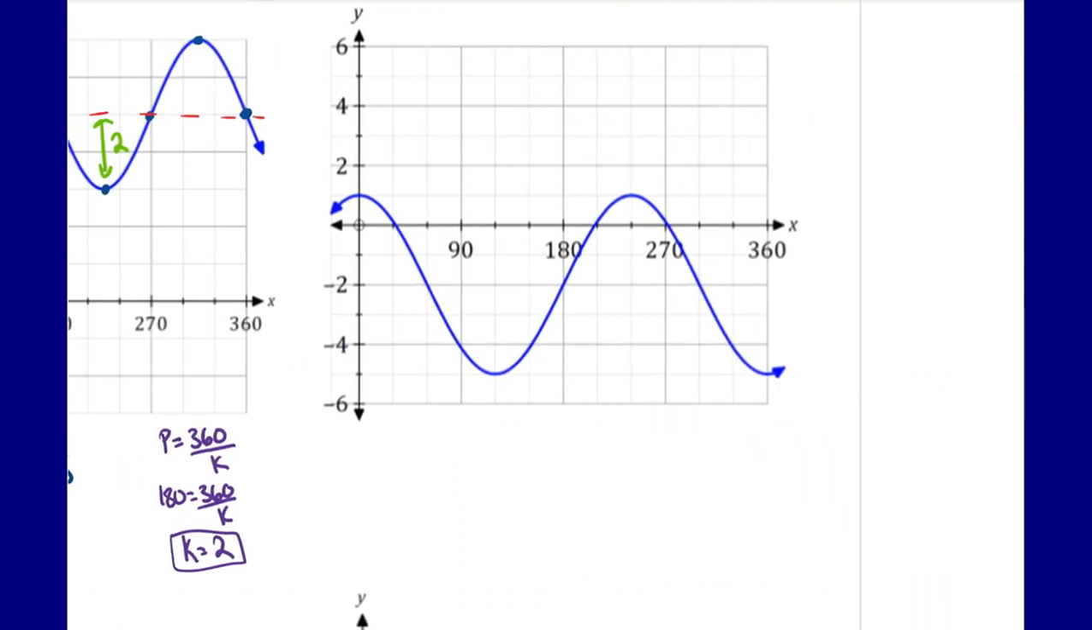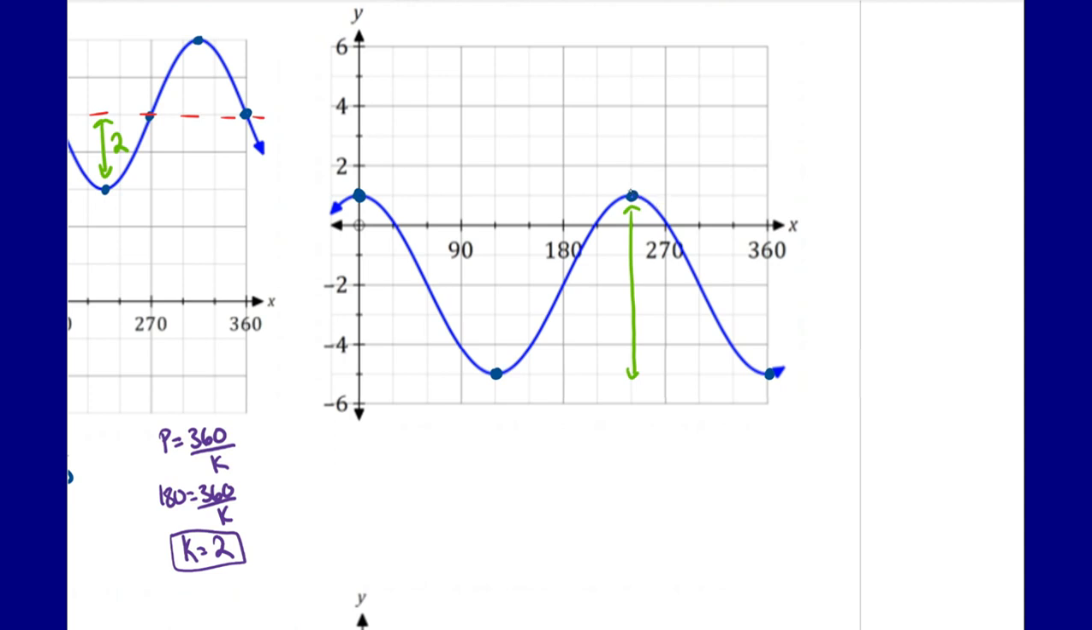If I look at the next one, again, I'm going to go through and highlight my points. Okay, I see one there, one there, one there, one there. So based off of that, I can see where the midline is. If we don't, let's check. It has to be half this distance.